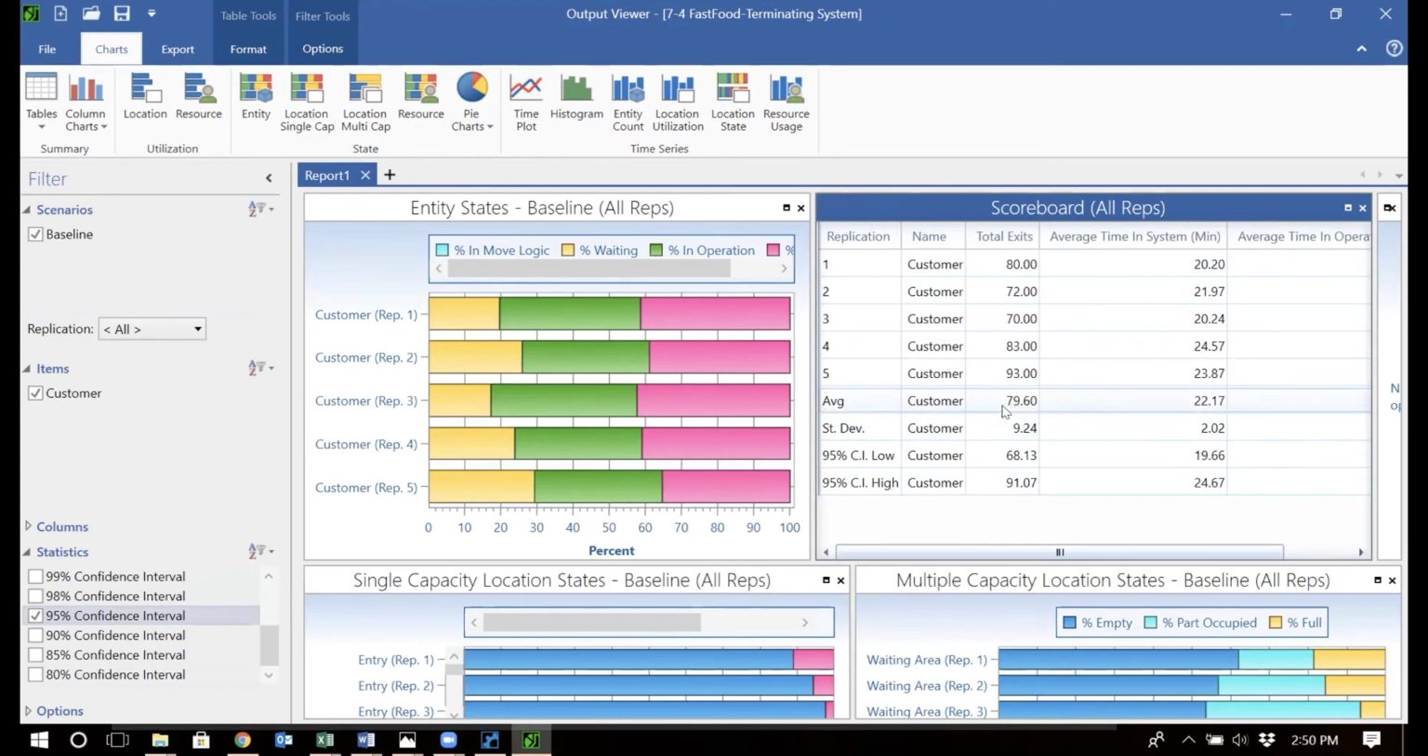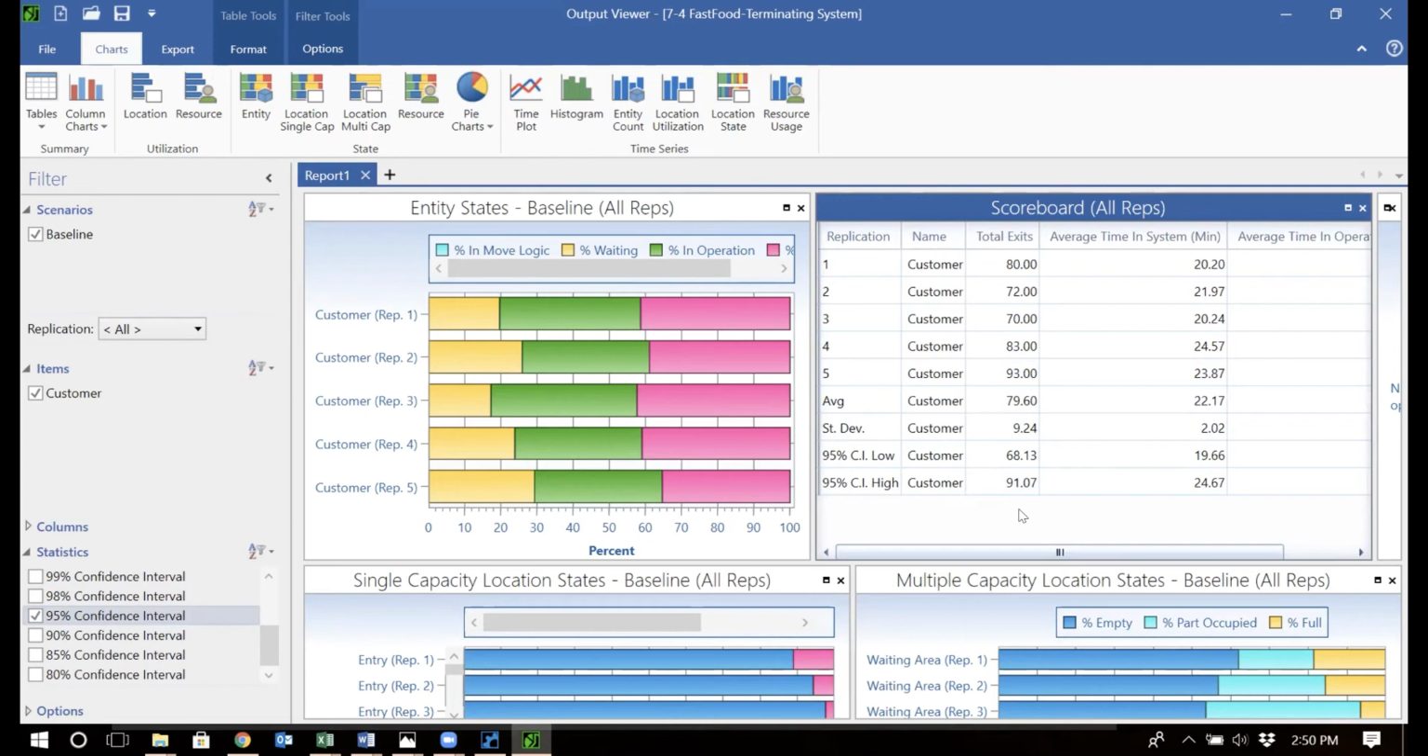There is variability. The average is 79. The standard deviation is 9. And with 95% confidence, this average can vary between 68 and 91. Okay, I'll explain to you in a little bit what this confidence interval means and how we can use it.